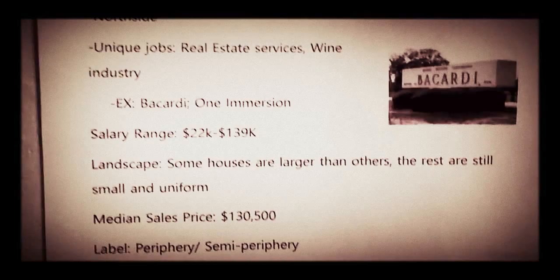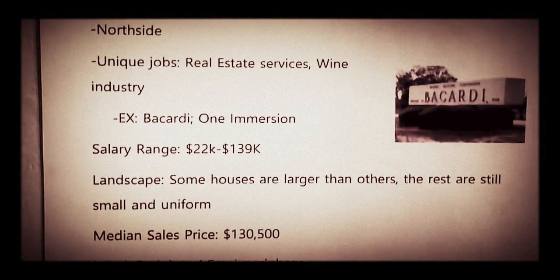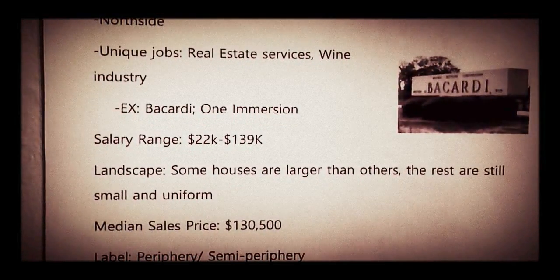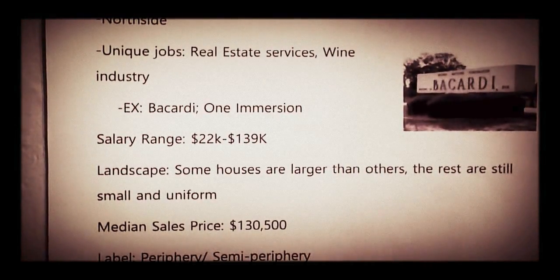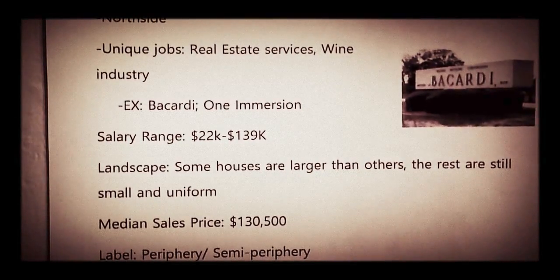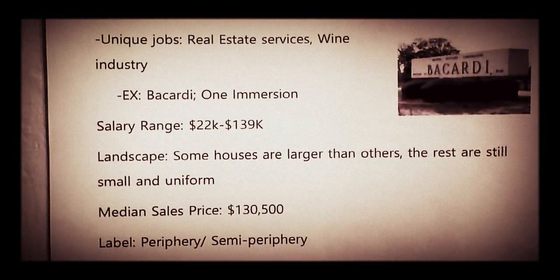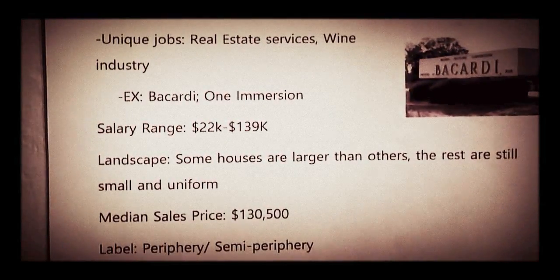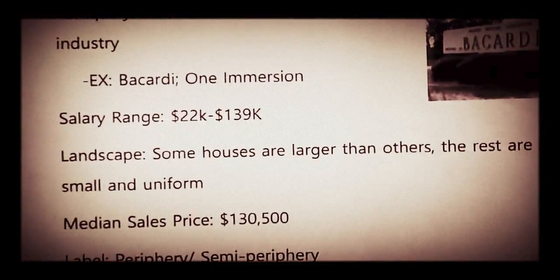Now let's look at north side. Some unique jobs offered are real estate services and wine industry. An example of such would be Bacardi or One Immersion. The salary range is $22,000 to $139,000. Some houses are larger than others, while the rest are still small and uniform. The median sales price for a house on North Side is $130,500. I label this area as a periphery, possibly attempting to make a move to become a semi-periphery, but still a periphery for now.